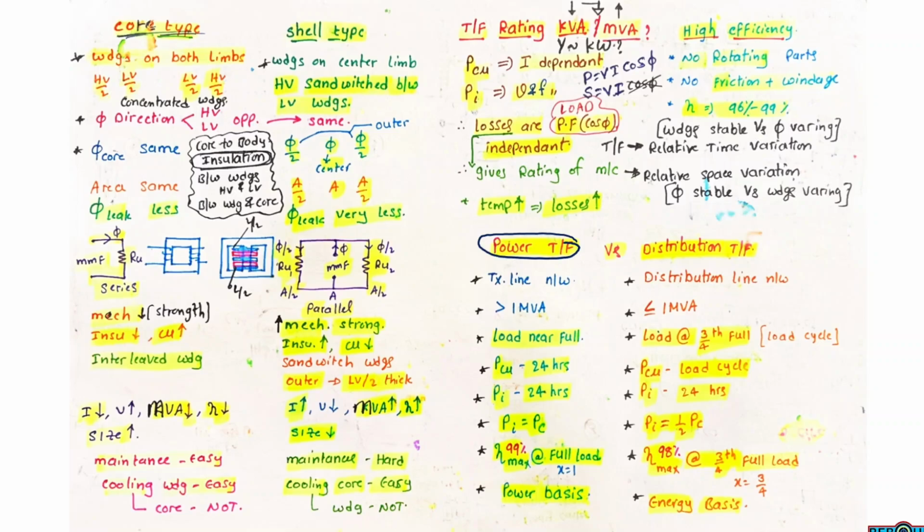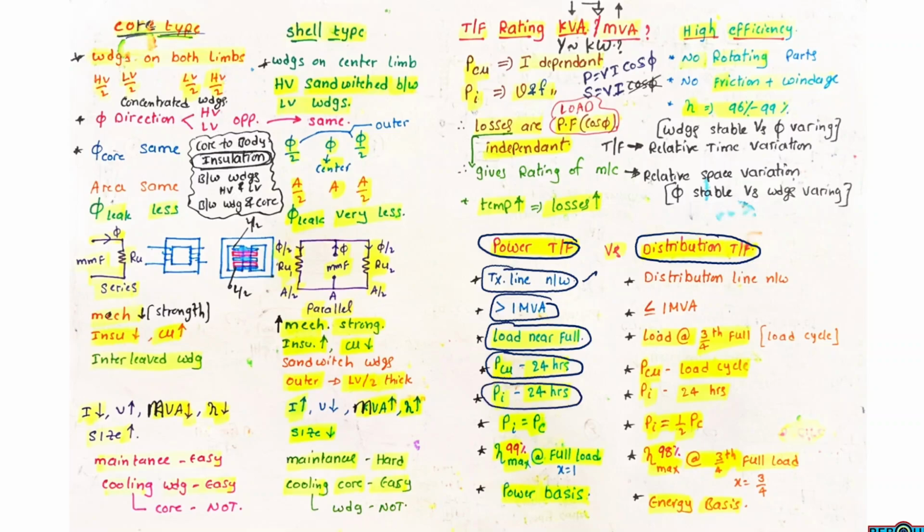Power transformer and distribution transformer. Power transformer is mainly used for transmission networks. Rating is more than 1 MVA, and this transformer operates nearly at full load. Copper losses are considered for 24 hours. Iron losses are also considered for 24 hours, as this transformer is continuously serving the load. Iron losses equal copper losses. Efficiency of this power transformer is very high, nearly 99%.